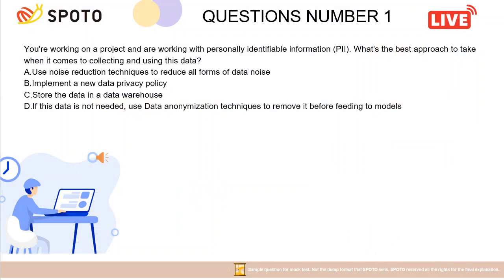Question 1. You're working on a project and are working with personally identifiable information, PII. What's the best approach to take when it comes to collecting and using this data? A. Use noise reduction techniques to reduce all forms of data noise. B. Implement a new data privacy policy. C. Store the data in a data warehouse. D. If this data is not needed, use data anonymization techniques to remove it before feeding to models. You have 15 seconds to answer.